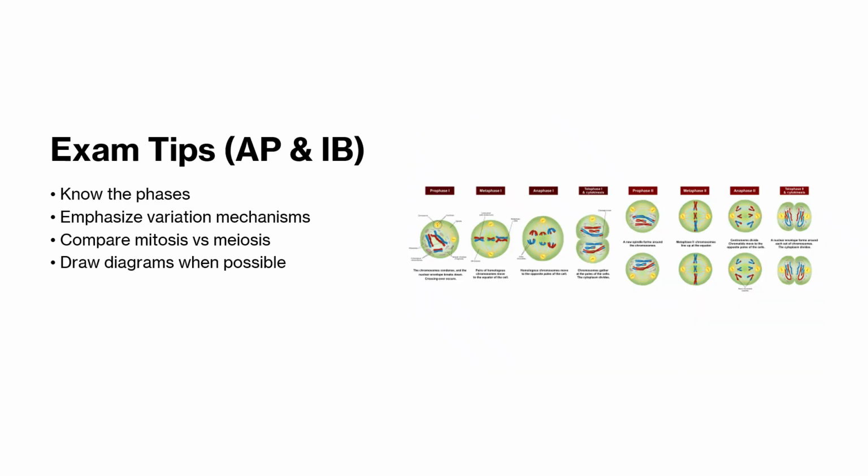AP and IB exams frequently test meiosis in both multiple choice and free response questions. You'll clearly need to distinguish meiosis I from meiosis II and explain how variation arises. Comparing mitosis to meiosis is also a major theme. Being able to draw simple diagrams is extremely helpful, especially on IB paper responses.